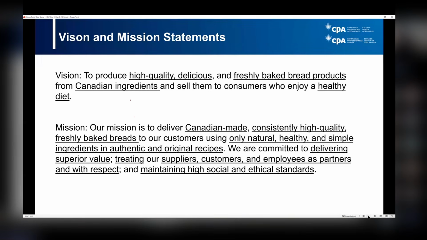From the mission perspective, it's to deliver Canadian made, consistently high quality, fresh baked breads using only natural, healthy, and simple ingredients in authentic and original recipes, that they're committed to delivering superior value and treating their suppliers, customers, and employees as partners with respect and maintaining high social and ethical standards.